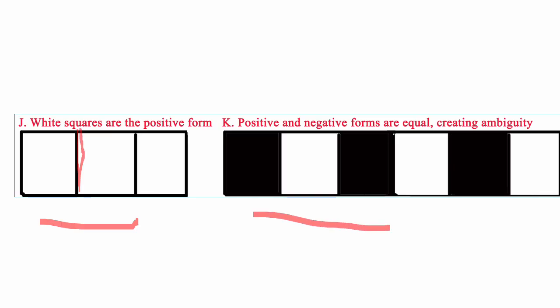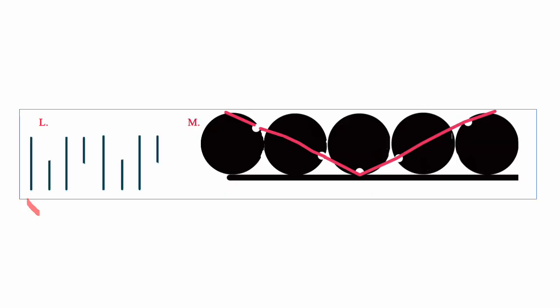In this rhythm, we have black and white squares that are equal, so we don't know which is the positive shape or the negative shape, and that creates ambiguity. If we shorten every other line, we get a decrease in the positive space, which is the line, and an increase in the negative space, which is the background.